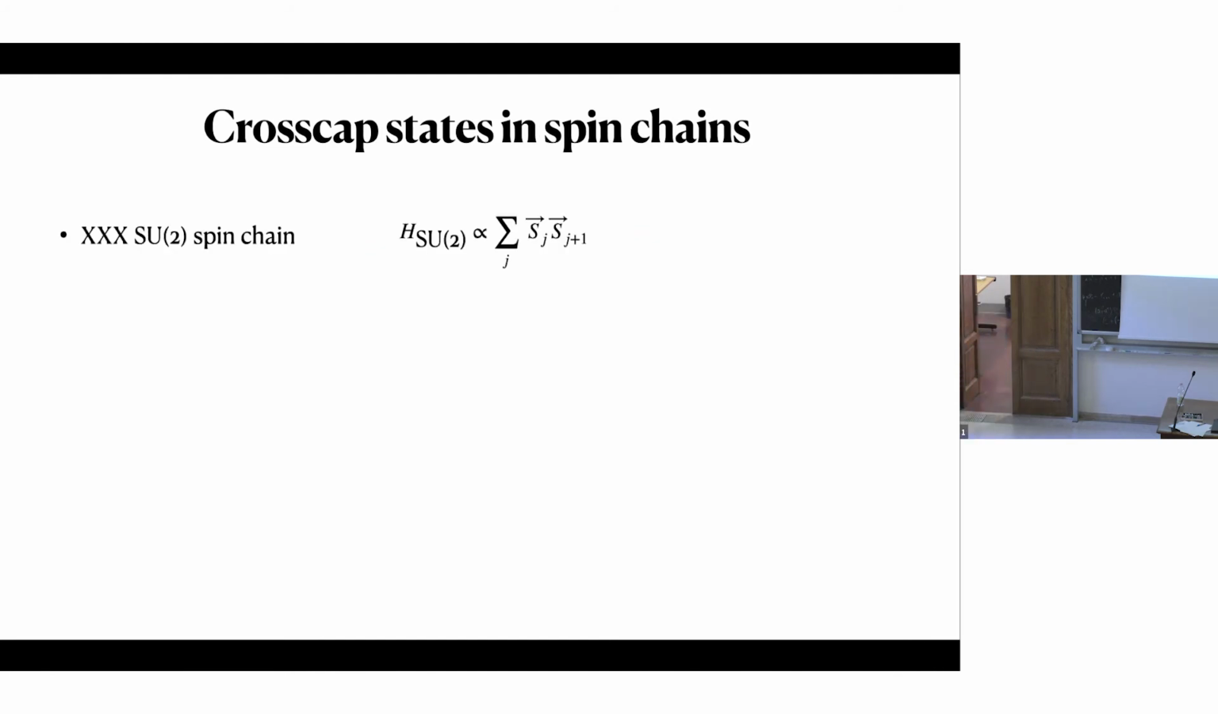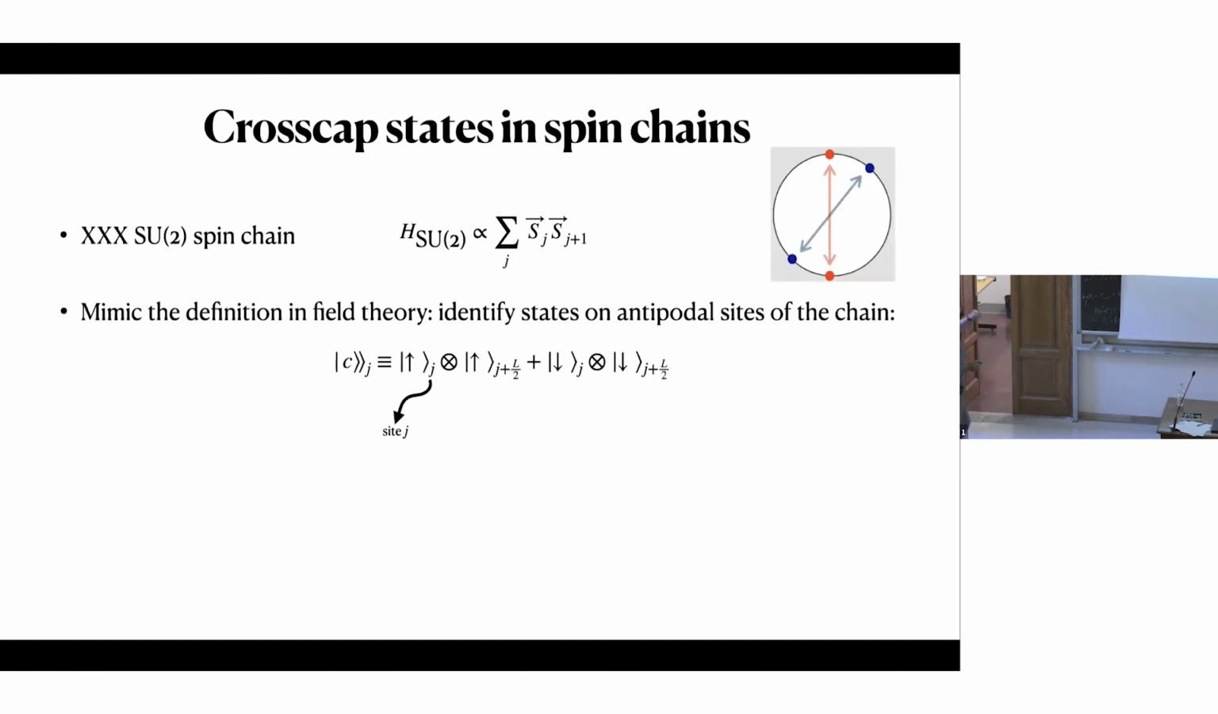So, how do we generalize this story to spin chains? So far, we have been talking about quantum field theories, but we can also have a lattice version of that. So let's take the simplest case, the XXX SU(2) spin chain, which is the Heisenberg model. Let's define a cross-cap state by mimicking the definition of a cross-cap in a quantum field theory. So I imagine I have here a spin chain, which is like a closed spin chain. And what I do is to identify antipodal sites on the spin chain.